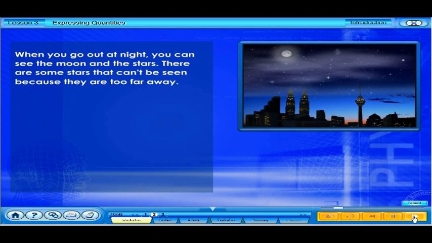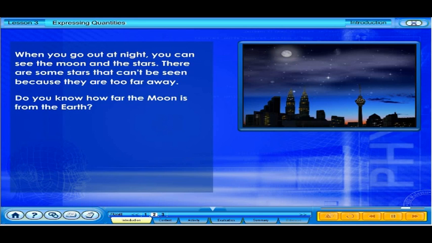When you go out at night, you can see the moon and the stars. There are some stars that can't be seen because they are too far away. Do you know how far the moon is from the Earth?